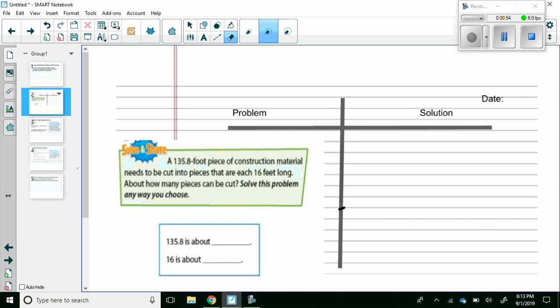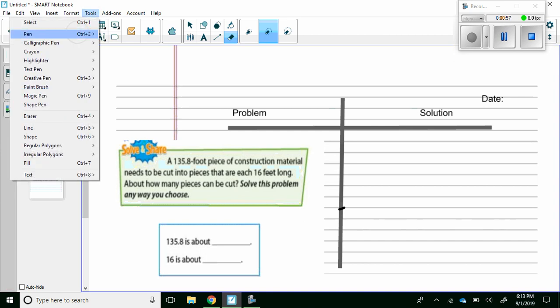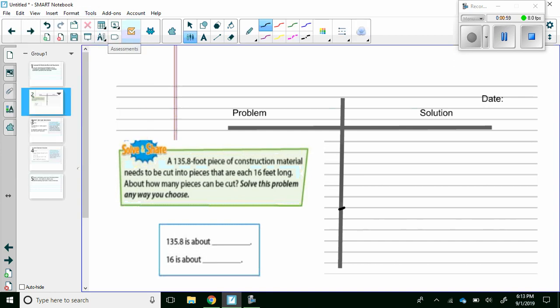To solve this problem, I want to use cubes. So to begin, I want to circle the numbers I'm working with. I'm working with 135 and 8/10 feet and also 16 feet. Now I'm going to underline my question about how many pieces can be cut. Next, I'm going to box the keywords. I saw the word each, which gives me a clue on how to solve. And then I also saw the word about.